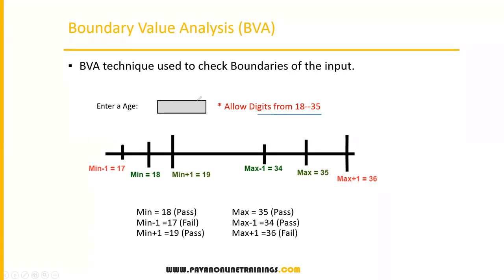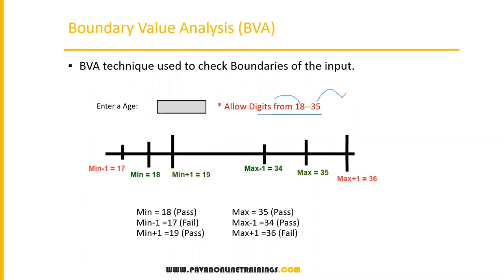And I should also test with invalid data. For that, what do I have to do? I have to enter all the values below 18, and also all the values above 35, so they should not be allowed. So to cover the positive as well as negative input, that is the normal way of testing.